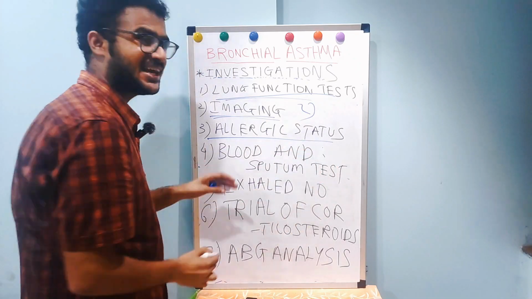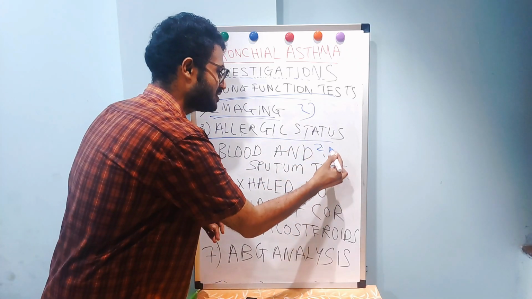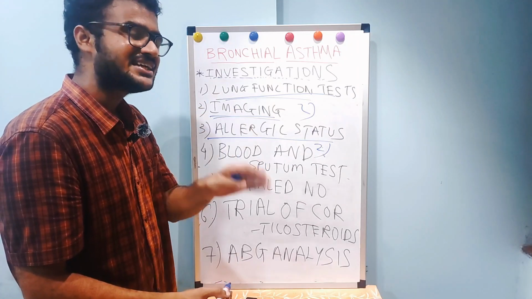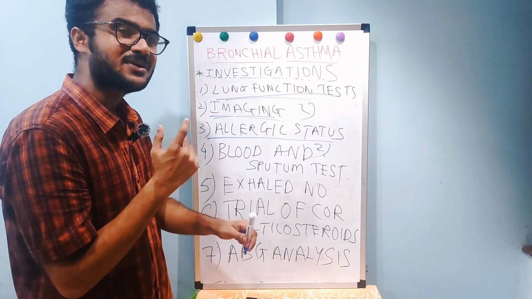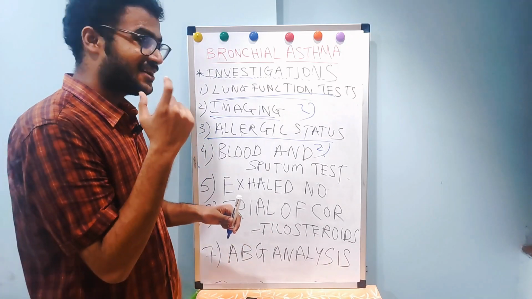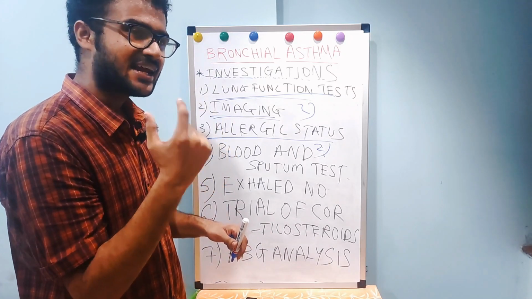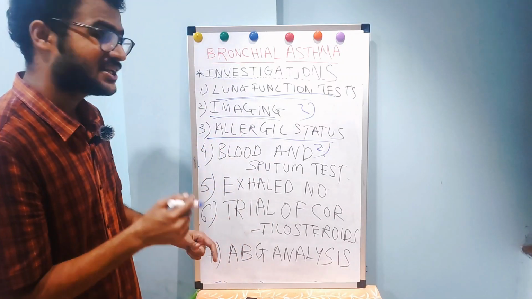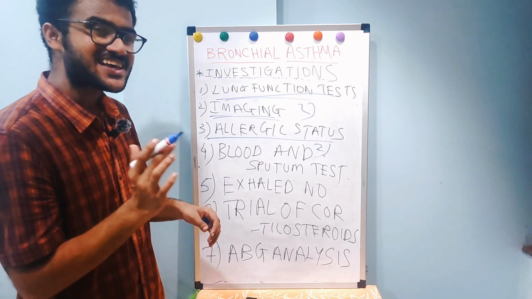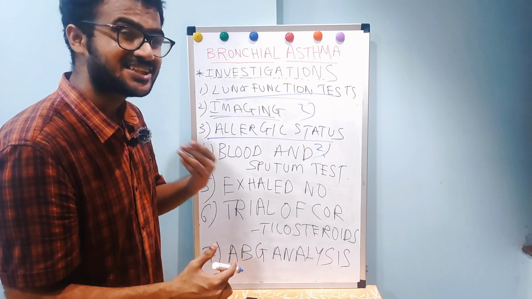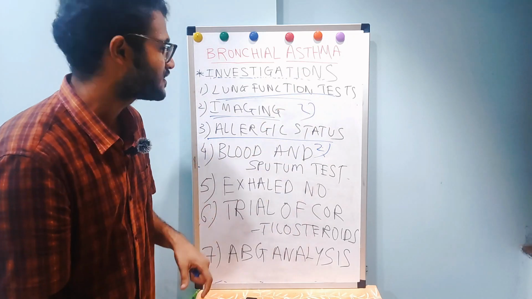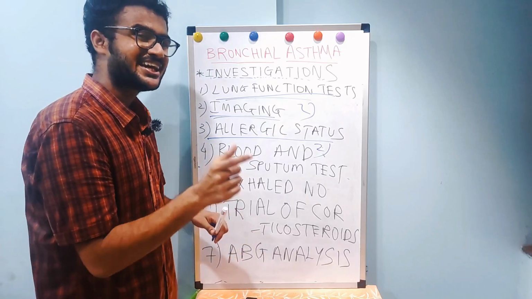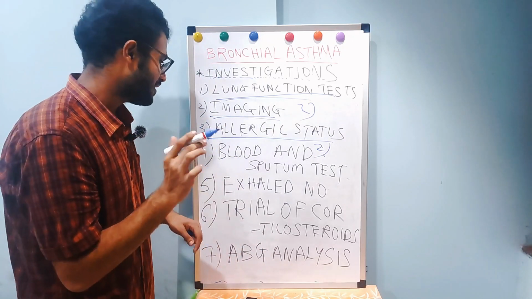Third part is measurement of the allergic status. There are two tests in this also: skin prick test, SPTs, and serum IgE levels. In skin prick test, we give intradermal injections of environmental allergens, antigens like cat fur, pollen grain, dust, and there is a wheal and flare reaction at the site of injection, which indicates allergic manifestations, which indicates bronchial asthma. And second part is serum IgE levels. Those are raised, which indicates type 1 hypersensitivity reaction, that is anaphylaxis.